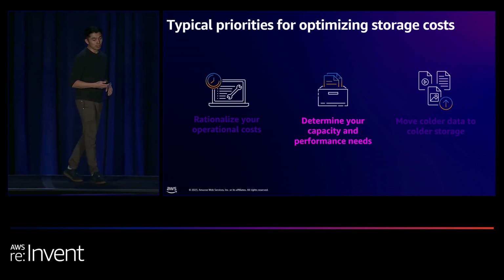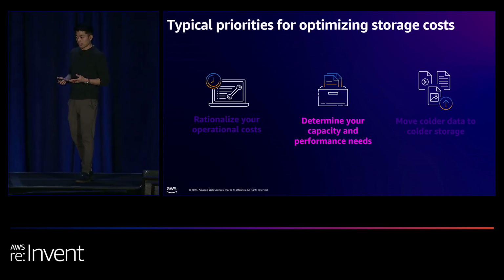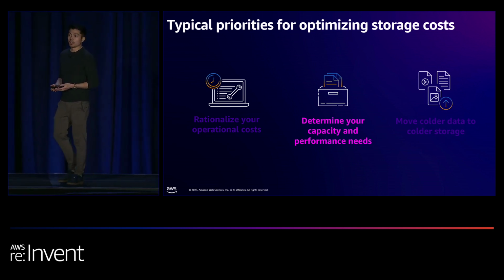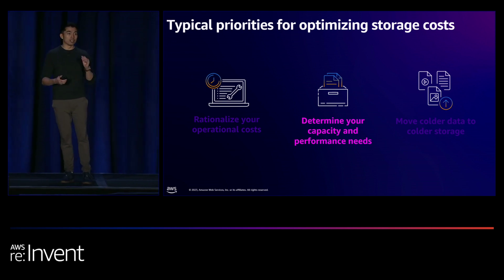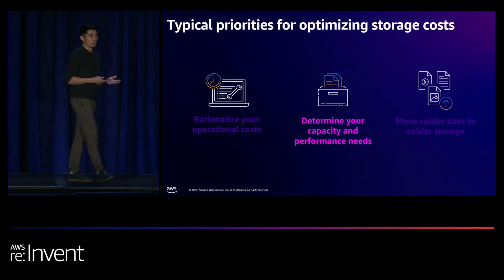Let's dive a little deeper into the second way that we typically see builders optimize costs, which is really about determining the exact storage capacity and performance needs that your application and end users need, and then really trying to thread the needle on provisioning exactly what your applications and end users need to reduce your costs.